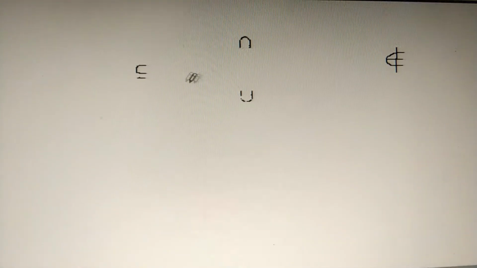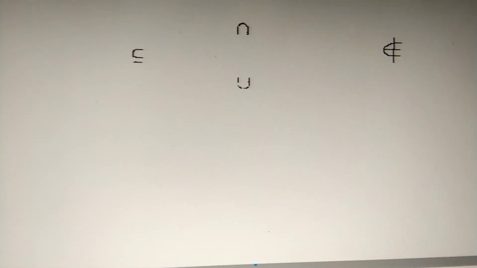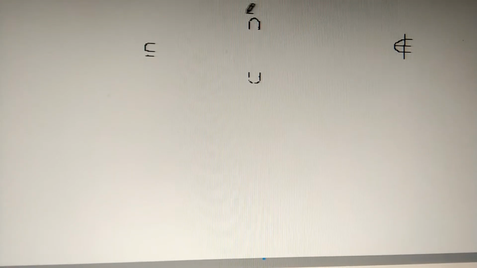See, this is the symbol of intersection.